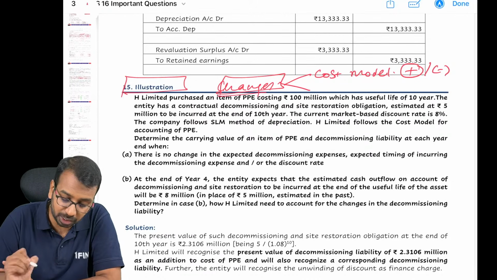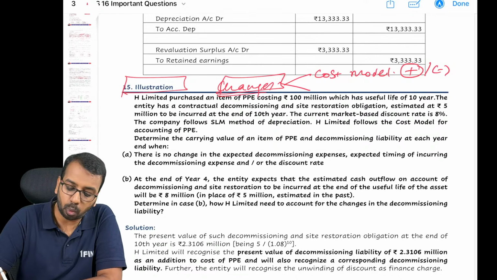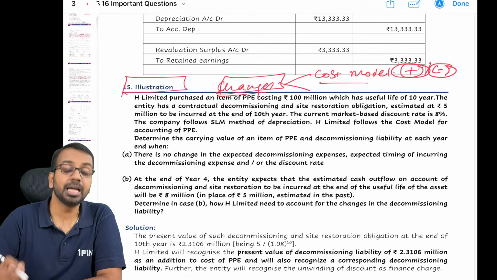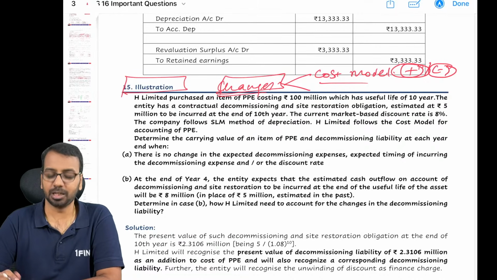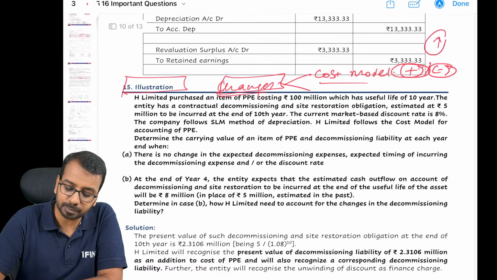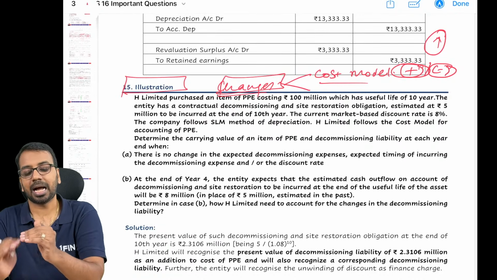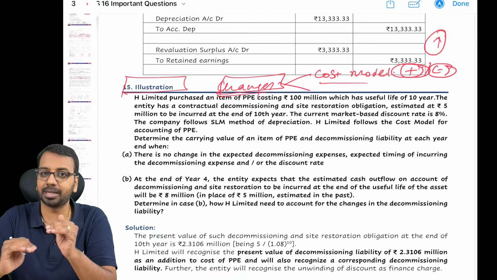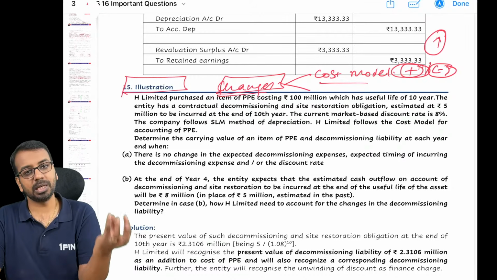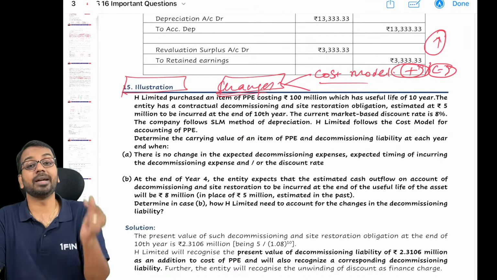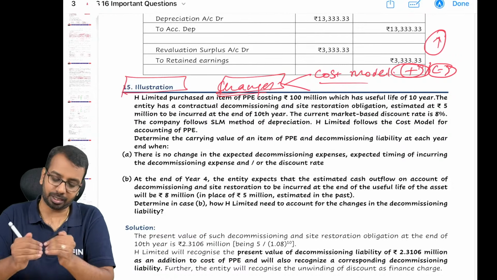If the revaluation model is being followed, then what do we do? Whatever the changes in the liability will be considered as a change to the revaluation surplus. Meaning to say, if the liability increases, I have to credit the liability. What will I debit? I will not debit the PPE because PPE is already at fair value. I will debit the revaluation surplus. And exactly the opposite if the liability reduces.